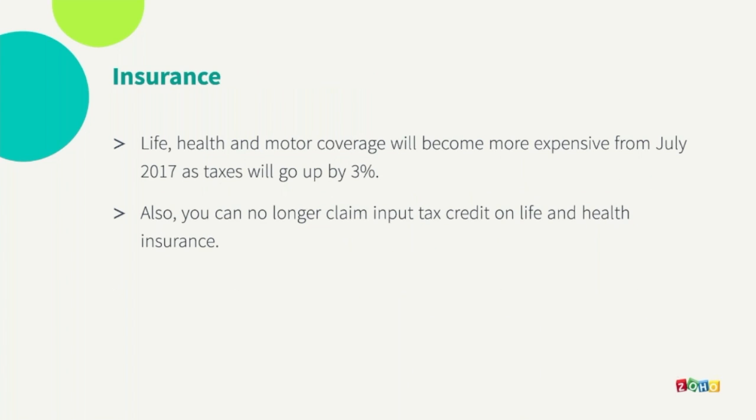So with that, we are going to the insurance industry. Life, health, and motor coverage will be more expensive starting from July 2017, as taxes will go up by 3%. Another thing to note is that you can no longer claim input tax credit on life and health insurance. These two changes are a bit on the downside for this particular industry. And so your protection cover is going to get a lot more expensive after the GST.